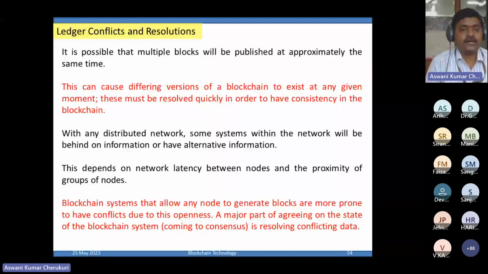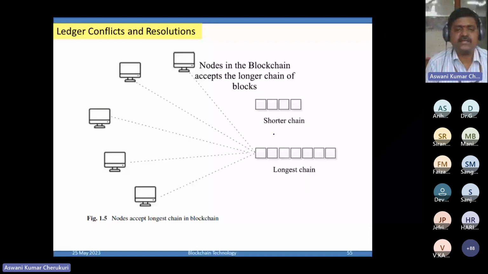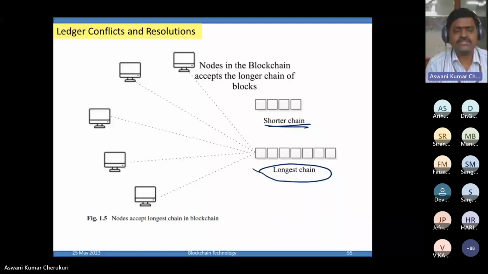Is it that while doing this activity, conflicts don't arise? Of course, conflicts also arise. Multiple chains may be created, but these would be resolved. Even for that, there are separate techniques. Take an example: if shorter chains are created, at that point of time nodes would accept whatever is the longest chain. This is how conflicts are resolved and proceeded further.